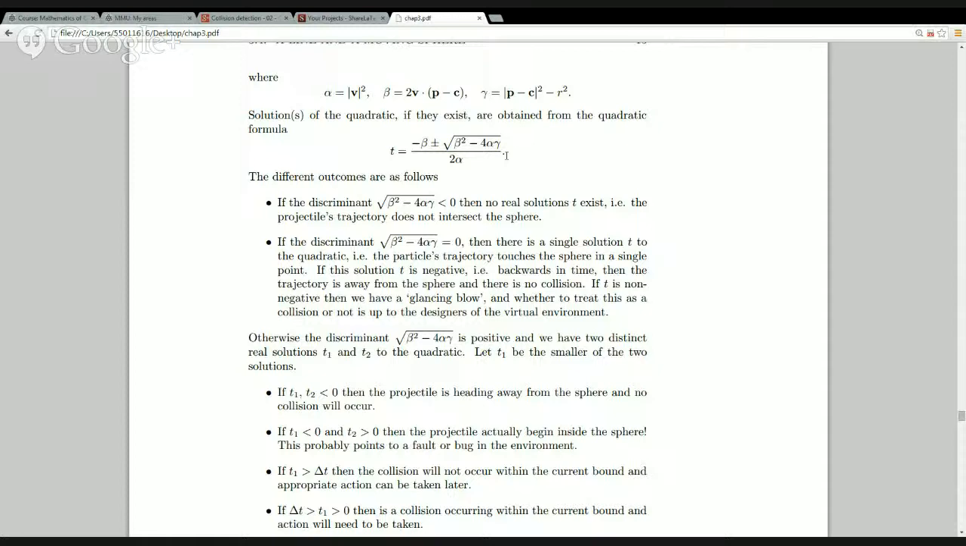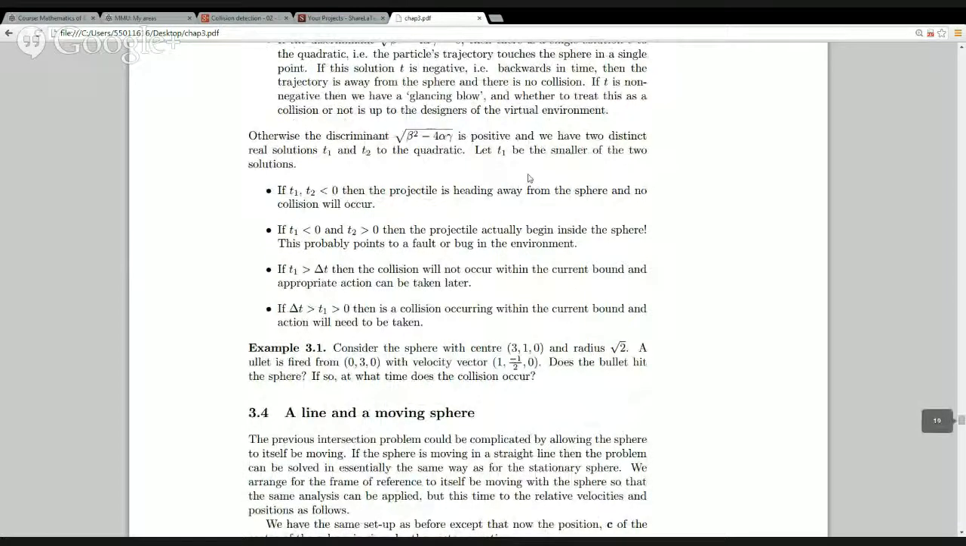Any other questions at all? Okay, there's a little numerical example here, example 3.1, where you're given a particular sphere center, particular radius, and particular trajectory, and asked to analyze it and find out if there are any intersections. Should we have a look at that now, maybe?